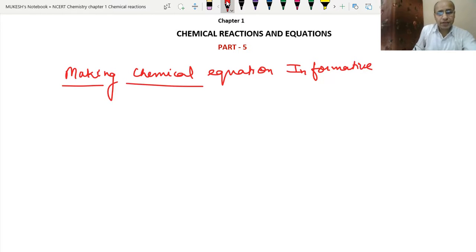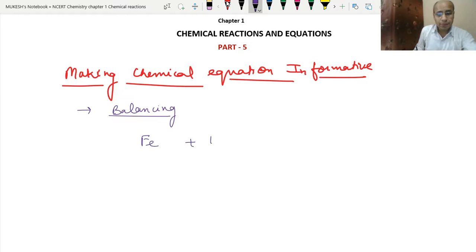Okay, so let's recap what we had done in the last class. We had done the balancing part, in which we had an equation containing iron plus steam, which formed Fe3O4 and hydrogen gas. We had balanced it. We had put 3 here, 4 here, and 4 here, and now this equation was balanced. This balanced equation we arrived at in the last class.